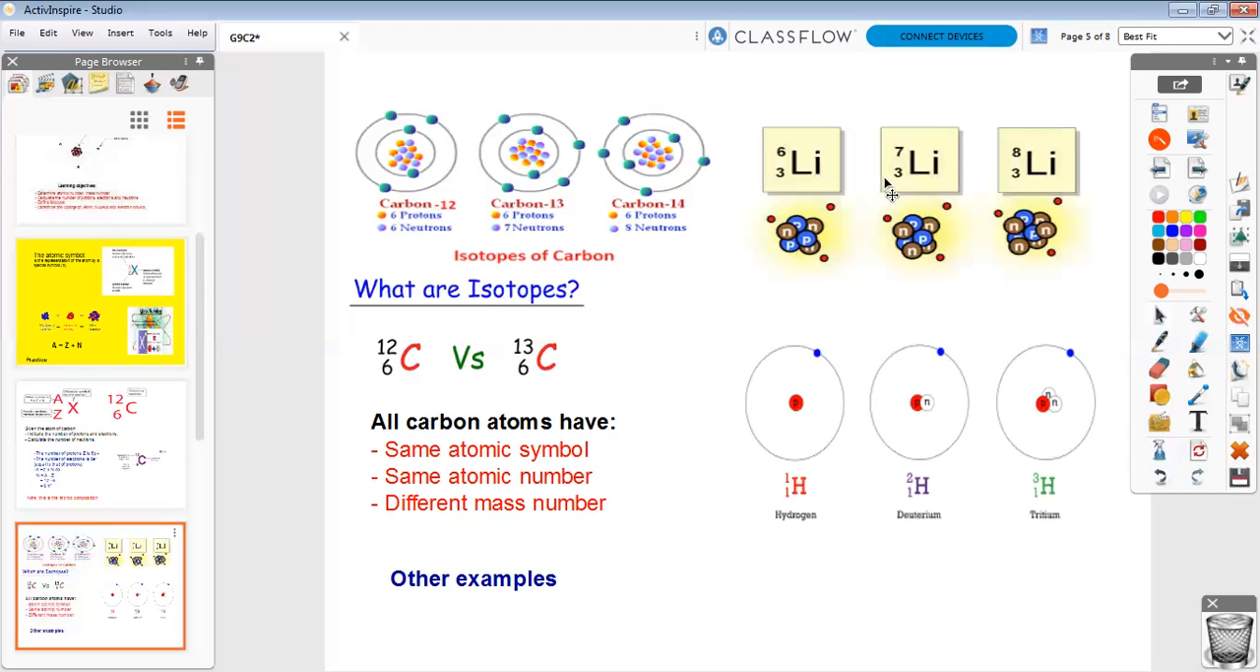Other examples, for lithium: 3, 6; 3, 7; 3, 8. Same atomic number, same atomic symbol, but the mass number is different. For example, for hydrogen: deuterium and tritium.